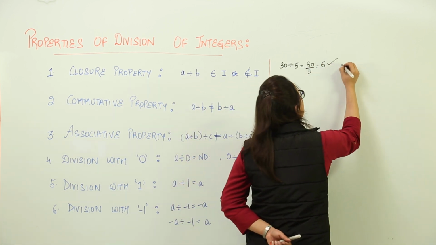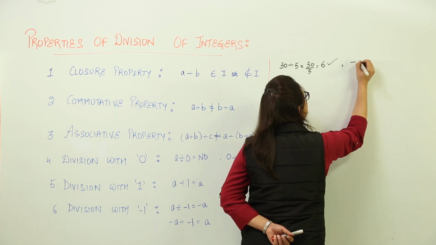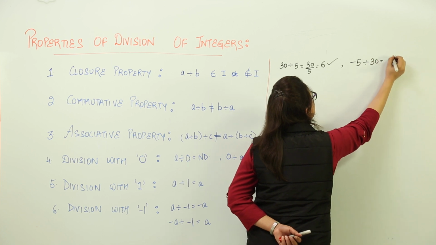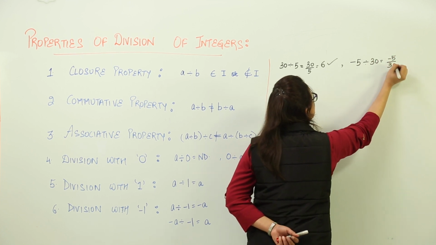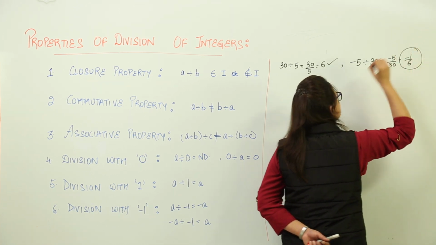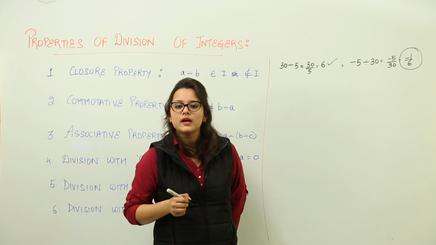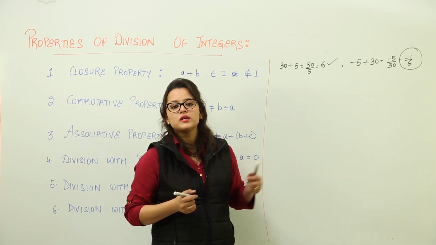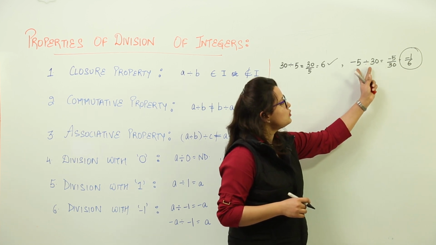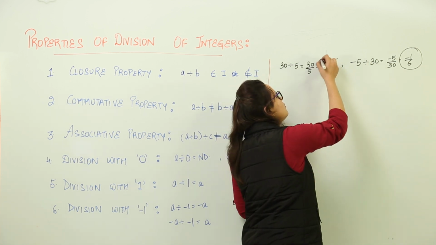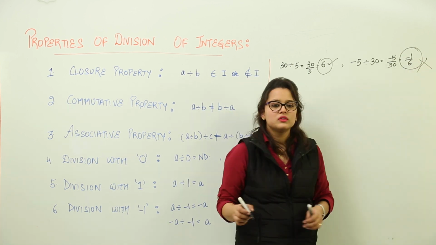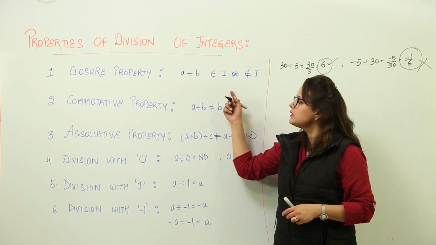Good. Next, if you divide -5 with 30, what do you get? -5 upon 30 giving us -1/6. Now please see, -1/6 is not an integer. This is forming a rational number. So that means the division of two integers may give you an integer and may not give you an integer, right? So that was the closure property.